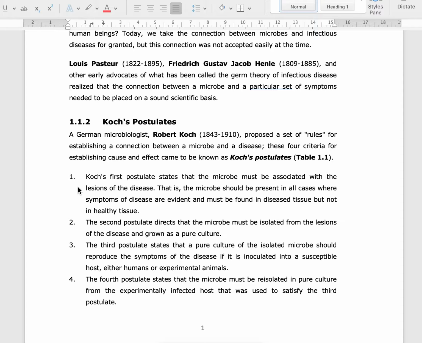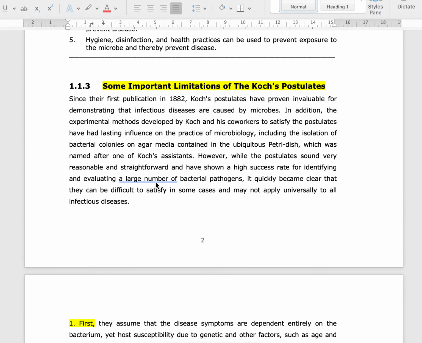So why were these modifications necessary? Why do we now have to use an alternate approach to satisfy the original Koch's postulates? Because the original Koch's postulates have several limitations. So let's talk about those limitations.